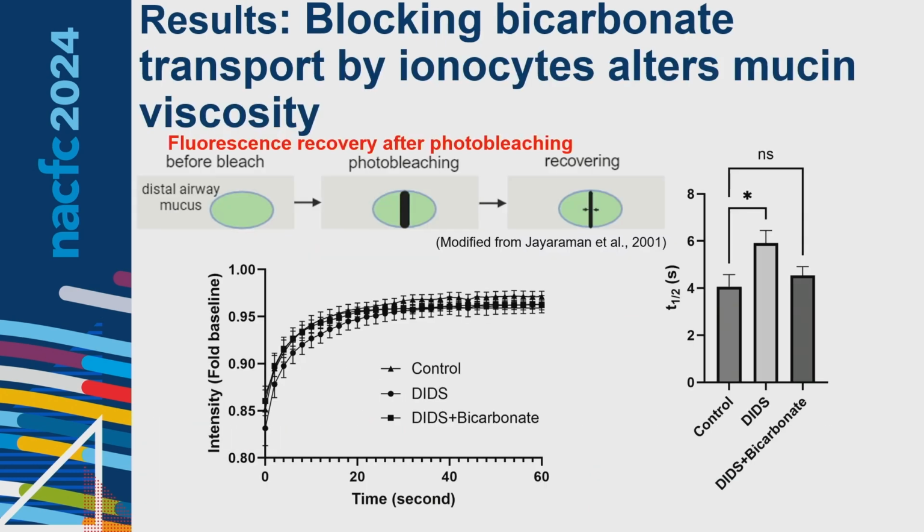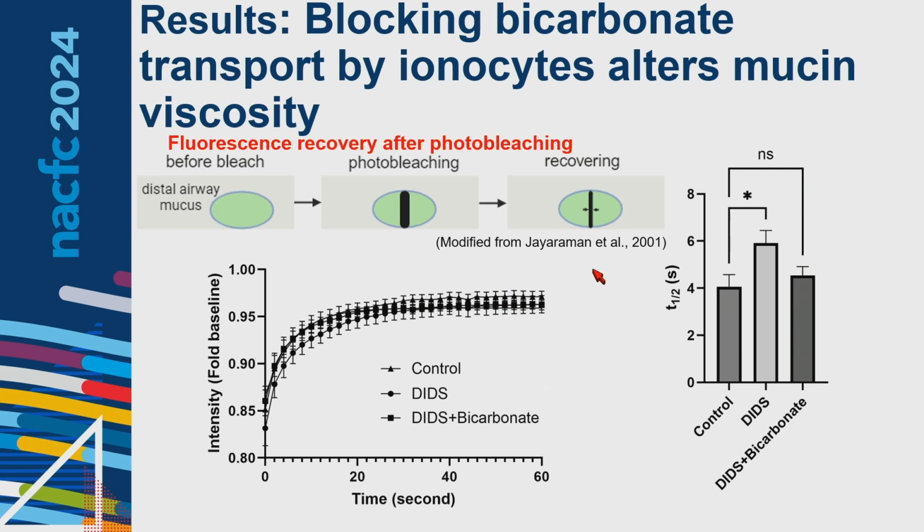Then we do some functional studies. We want to see what happens if we block pulmonary ionocyte function in native tissue. So we use fluorescence recovery after photobleaching. We collect the mucus secreted in the distal airway, from both control and DIDS-incubated tissue. Then we put FITC in the mucus, and we use a powerful laser to photobleach that FITC. And we test the recovery process of the FITC in the photobleached region.